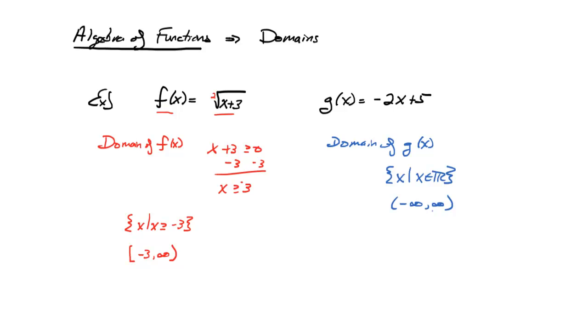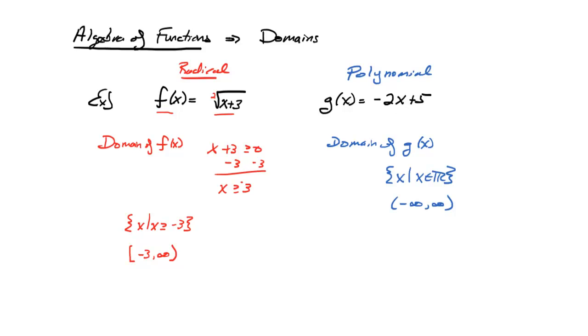If you have to look at this and it's not clicking for you in terms of their domains, go back and watch some of my videos about how to identify rapidly domains of different types of functions. G of x is a polynomial, and f of x is a radical function. So keep that in mind.